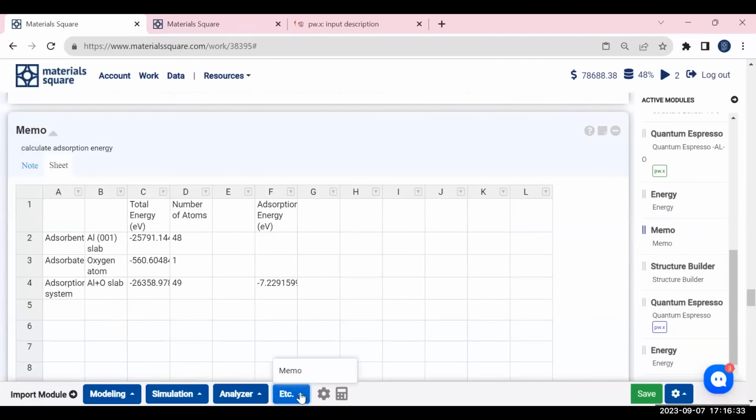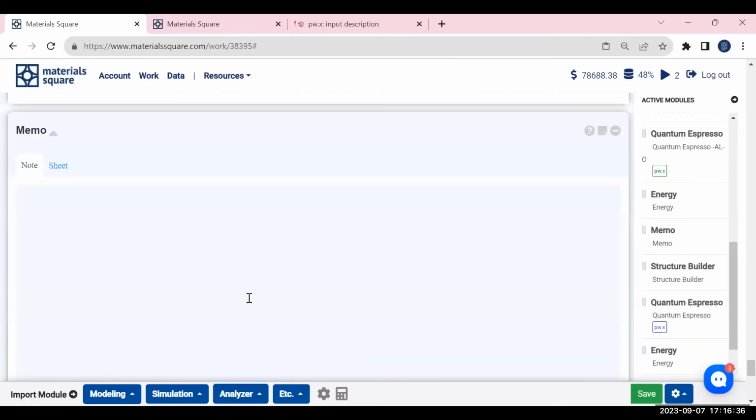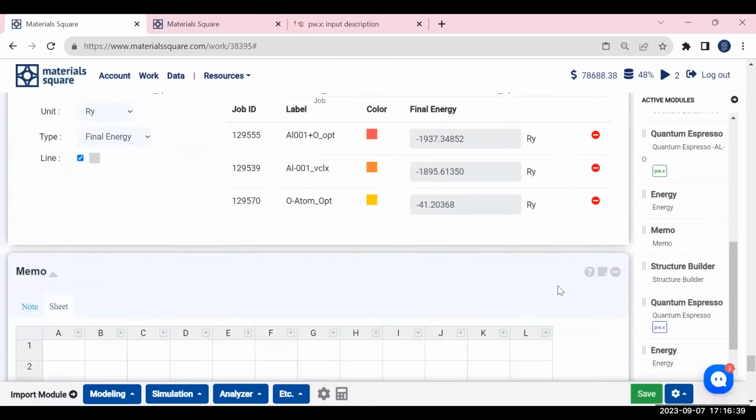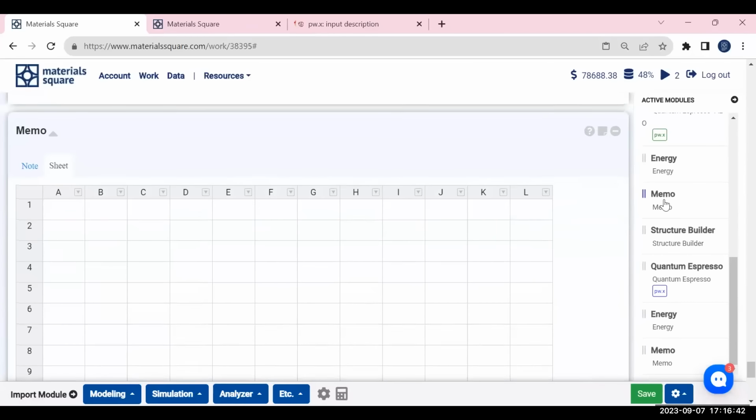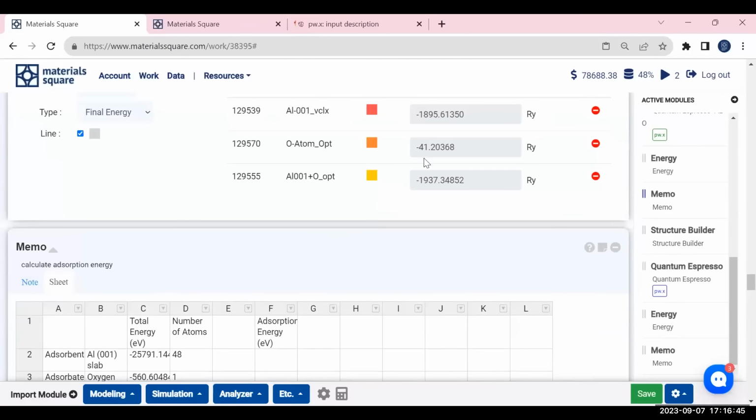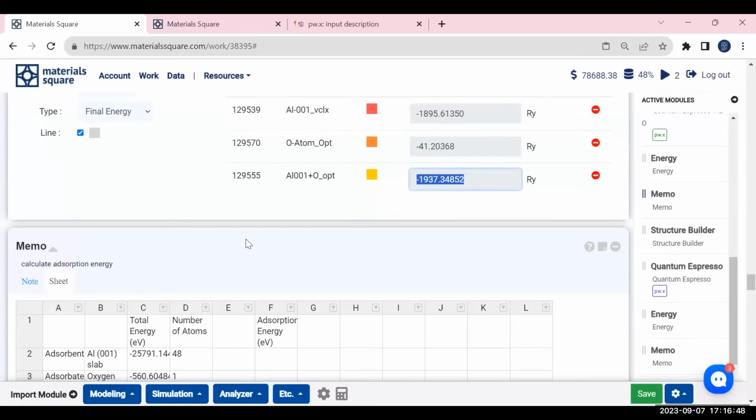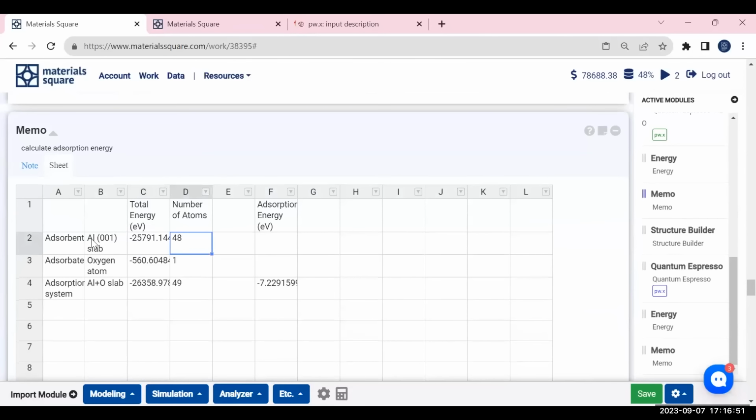How to create memo? Actually, you can do it in here, memo, and go for sheet. Okay, but I have already done in here. So from the energy values, I just copy. I put it in here. So we have the energy of the pure slab surface of aluminium. We have the energy of the single oxygen atom, and we have the energy of aluminium plus oxygen adsorbed to the surface. And just make the difference between all of this energy, you can get the adsorption energy of the single oxygen on the aluminium. Of course, this is not very accurate result, but this is how we can perform the adsorption energy calculation.